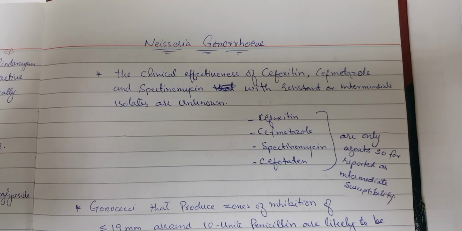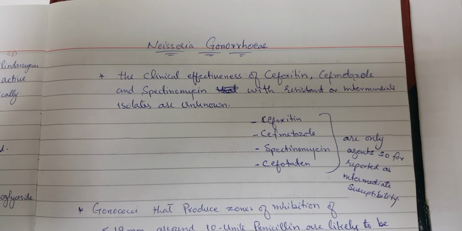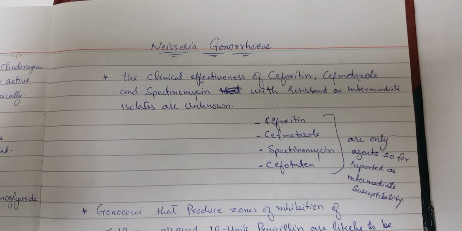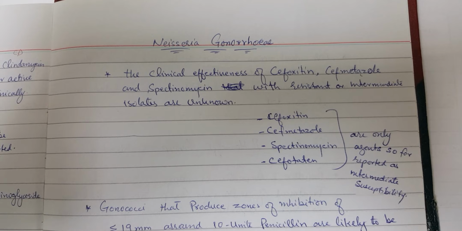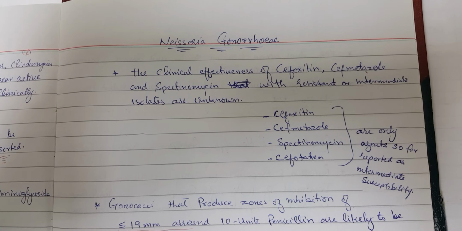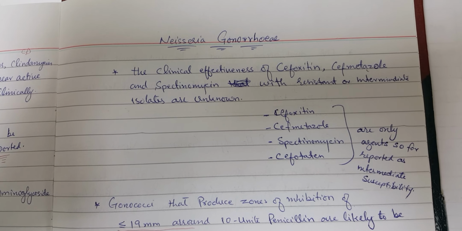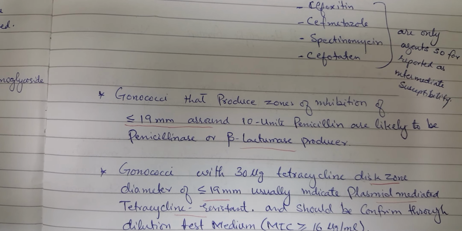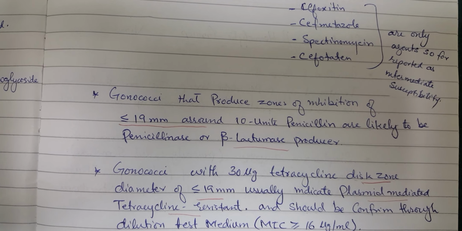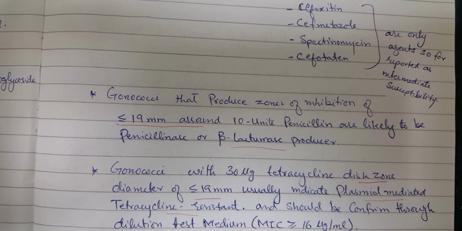Neisseria gonorrhoeae: the clinical effectiveness of cefoxitin and streptomycin with resistant or intermediate isolates is unknown. So the only agents reported as intermediate susceptibility are cefoxitin, cefmetazole, and streptomycin. The most important feature of gonococci is that isolates producing a zone of inhibition less than or equal to 19 mm around the 10 unit penicillin disc are likely to be penicillinase or beta-lactamase producers.